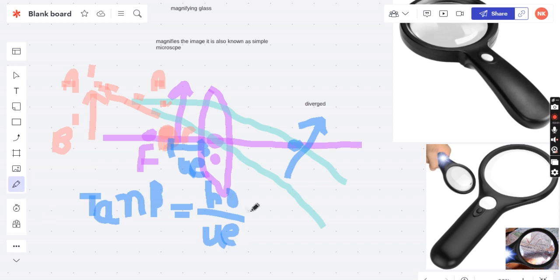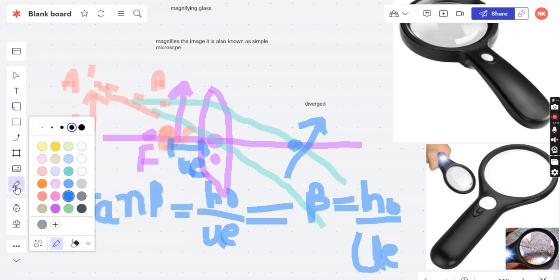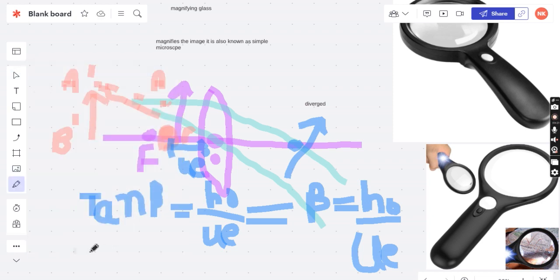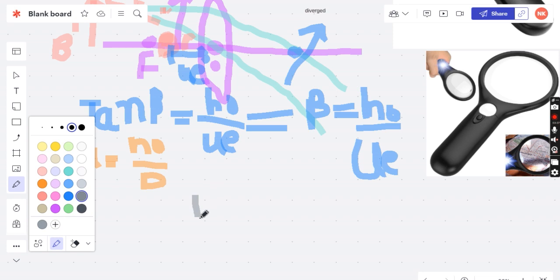Since we know the beta angle is very small, beta is equal to the height of the object upon u. Height of the object, let's write it properly, upon u, right? Now talking about the angle alpha, it does not concern the microscope. This is the minimum distance at which we can see with the naked eye, right? So alpha is equal to the height of the object to D. D is the minimum distance, right? So after cancellation, let's move a little down so that we can see this explanation clearly. Ultimately the magnification that we get is equal to D by u.